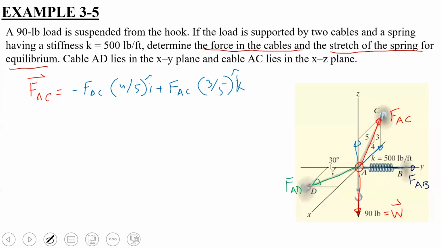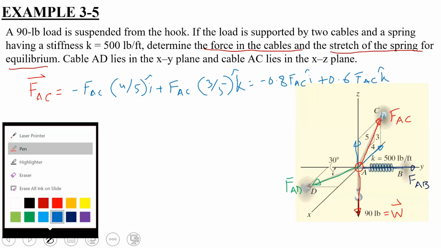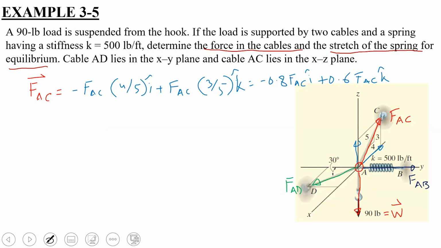Yes sir. So once I simplify it, it is going to be minus 0.8 FAC i plus 0.6 FAC k. Ye aapke paas FAC Cartesian notation mein aa jayega. Okay, moving forward, what should be the Cartesian notation of force FAD?